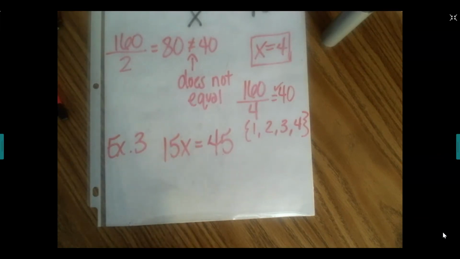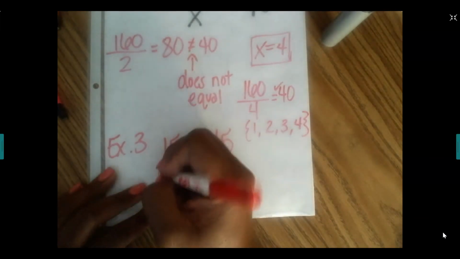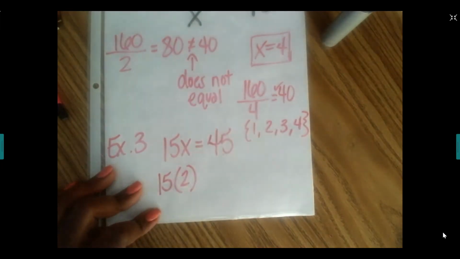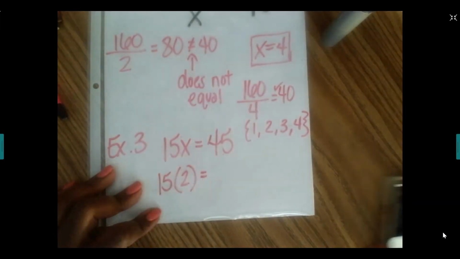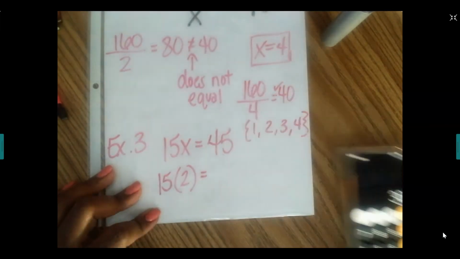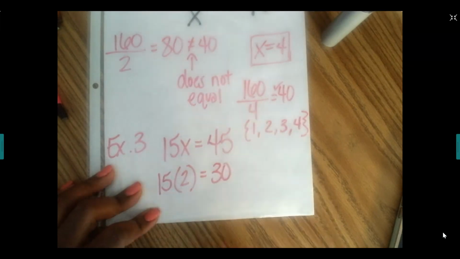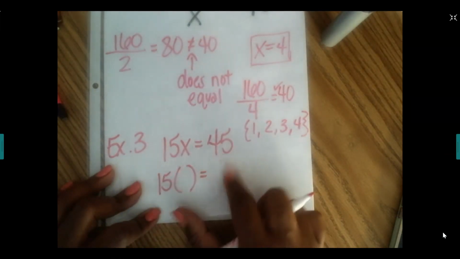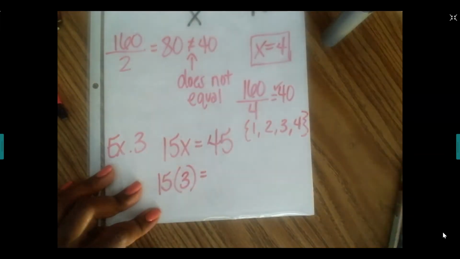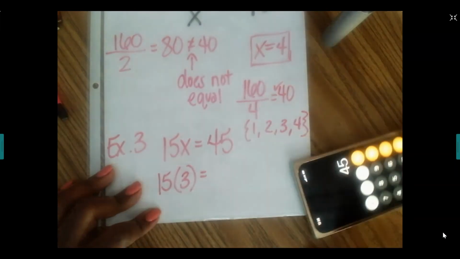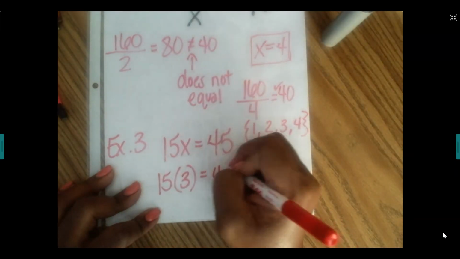Okay, so let's see if Ms. Neville's right. 15 times 2 equals 30. Is 30 equal to 45? No. Ms. Neville thinks it's 3. 15 times 3 is 45.